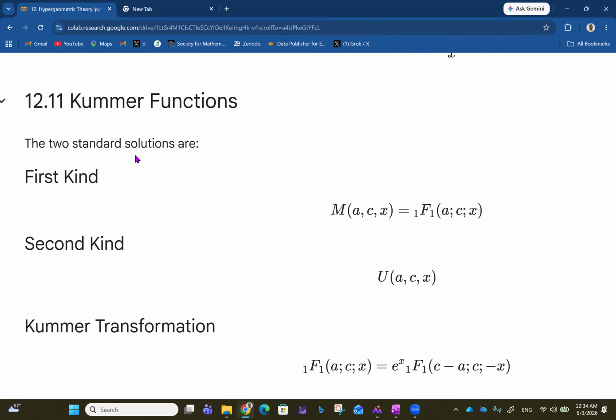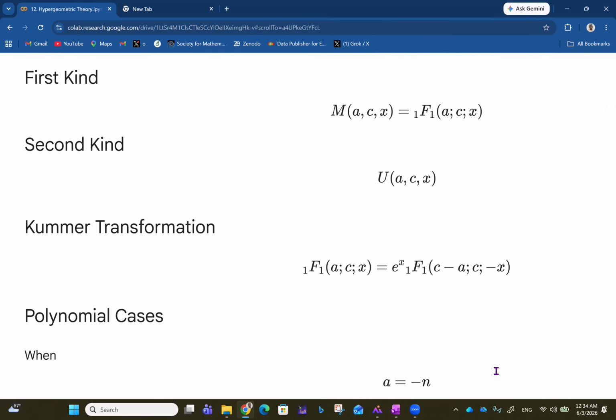So we have the Kummer functions. The two standard solutions are, of the first kind, M(a, c, x), which is equal to 1F1(a; c; x). And the second kind is U(a, c, x), and the Kummer transformation then is 1F1(a; c; x) equals e raised to power x times 1F1(c minus a; c; minus x).